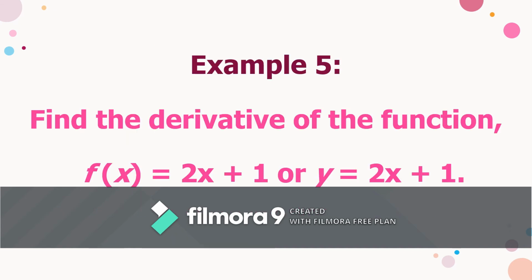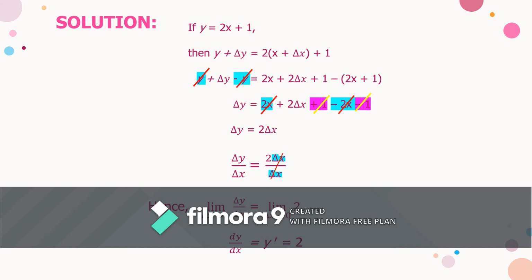Now the fifth example using the increment method. So find the derivative of the function f of x is equal to 2x plus 1. Or simply y equals 2x plus 1. So which notation do you prefer to use? If you want f of x equals 2x plus 1, you just use it. Or simply y equals 2x plus 1, so that you will write your final answer as y prime. Okay, let's have the solution.